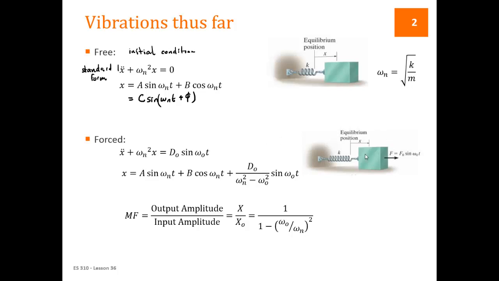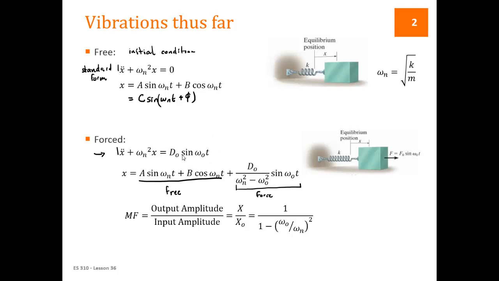In the case of a forced vibration, we have a force that's pulling and pushing on the block. In addition to the free response, we will then have a term that is due to this force. In most real systems, the free response dies out, and we are left only with the forced response. In this case, the standard form of the equation once again has a 1 in front of the double dot term. The coefficient of the non-dotted term is omega n squared. And then on the right-hand side, we have the forcing function.